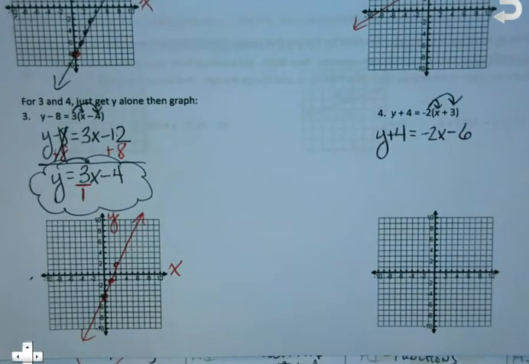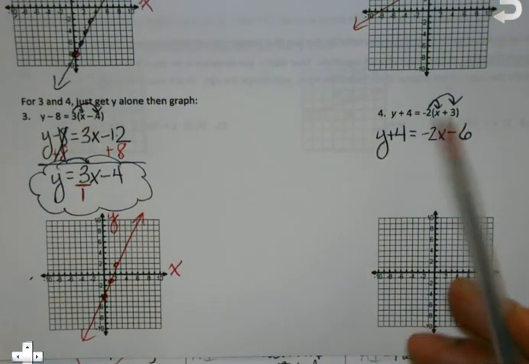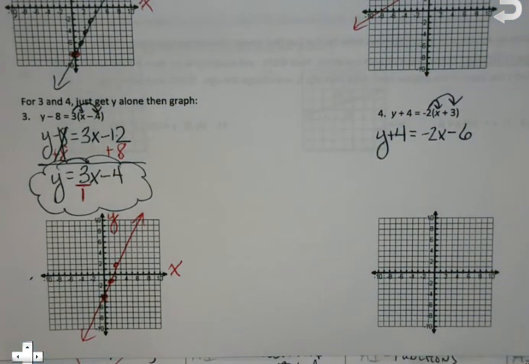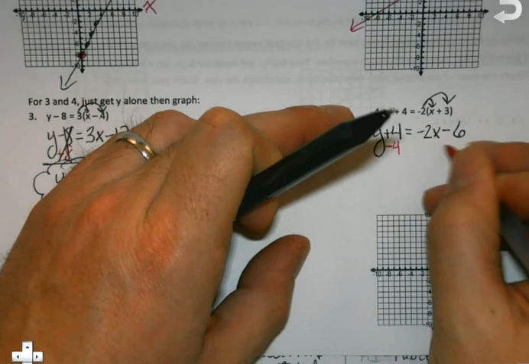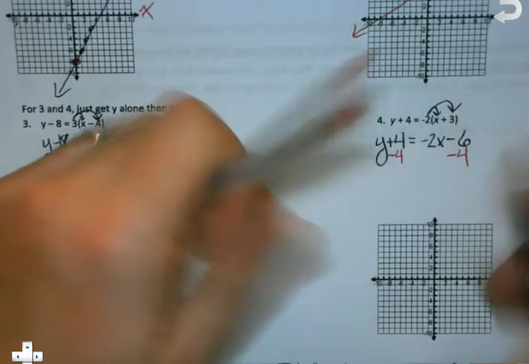Distribute, and since it's a negative 2, negative 2 times positive 3 is going to be negative 6. It's those little detail things we got to watch out for. Sometimes they can be quite the tricky thing. Last step to get y alone, though. Minus 4, so I got to get that plus 4 out of there. And again, that goes with the minus 6 part.